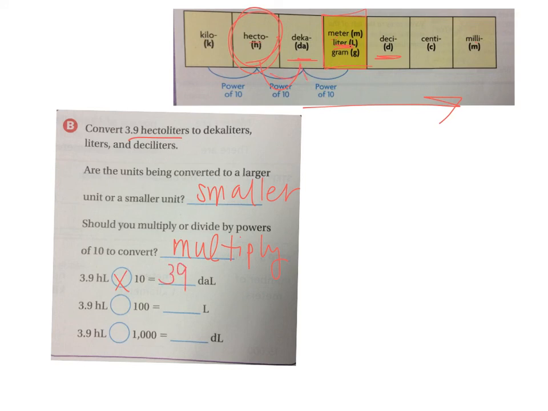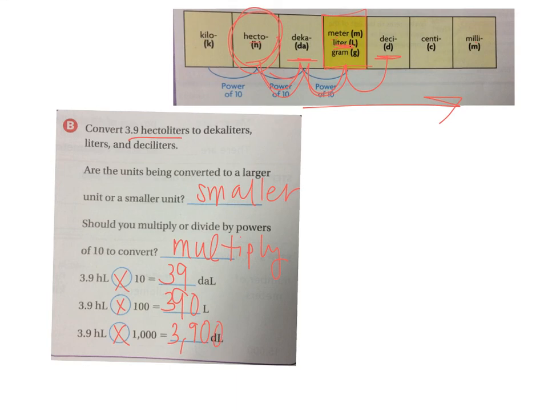To get to the liter, we have to multiply by 100, or 10 to the power of 2, because we're moving 2 spots over, which would be 390. And then finally, to get to deci, we have to move 3 spots over, or 10 to the power of 3, which would be 3,900.